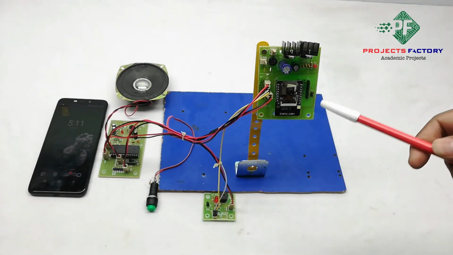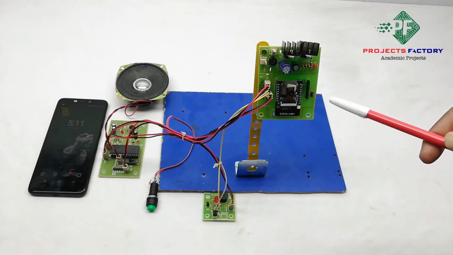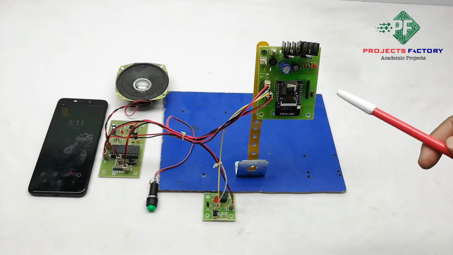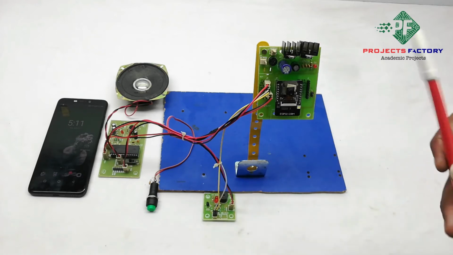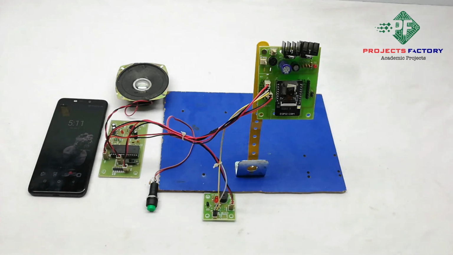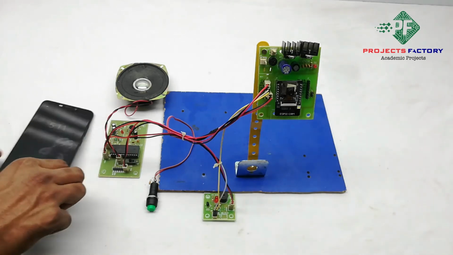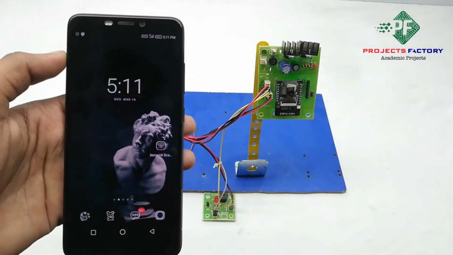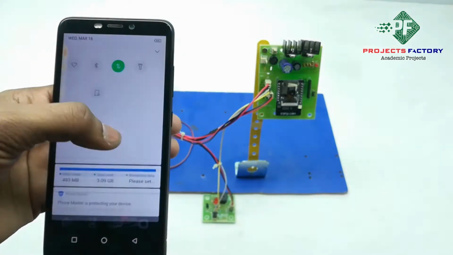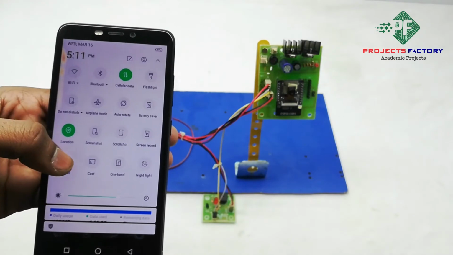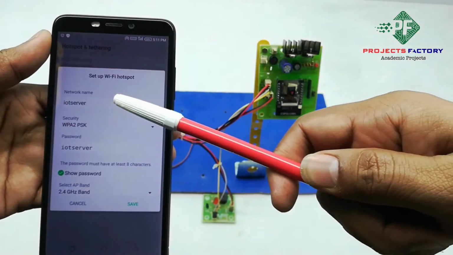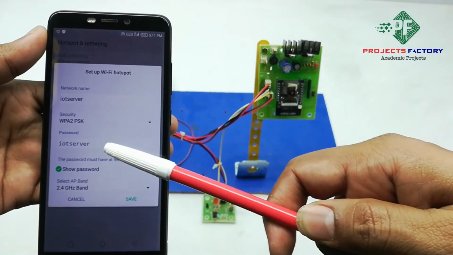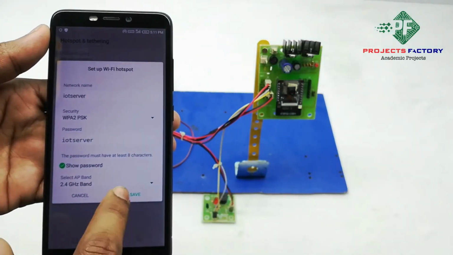Before starting this project, we have to create a hotspot on our mobile with username IoT server and password IoT server, or we can change our router username and password to IoT server and IoT server. Now we have to create the hotspot on our mobile. We can see here the network name IoT server and password IoT server. Save.